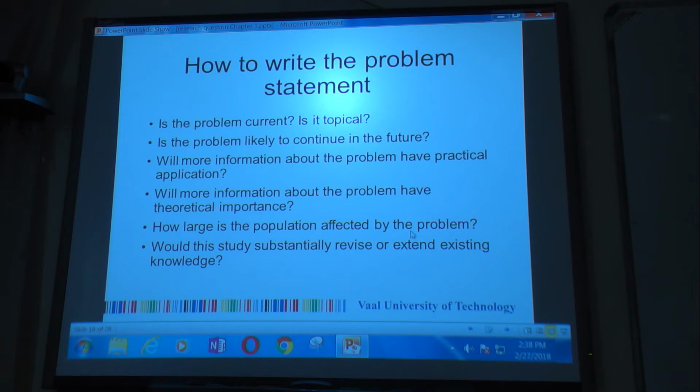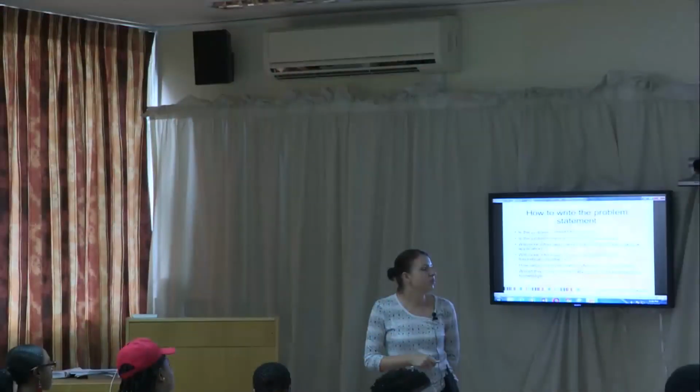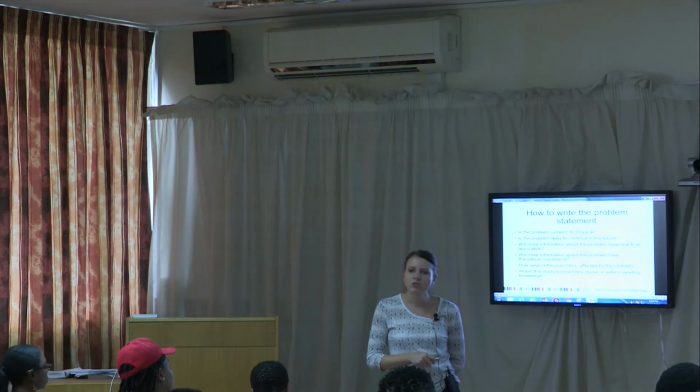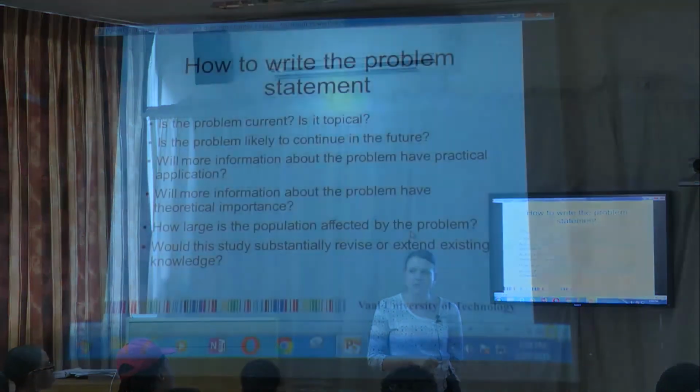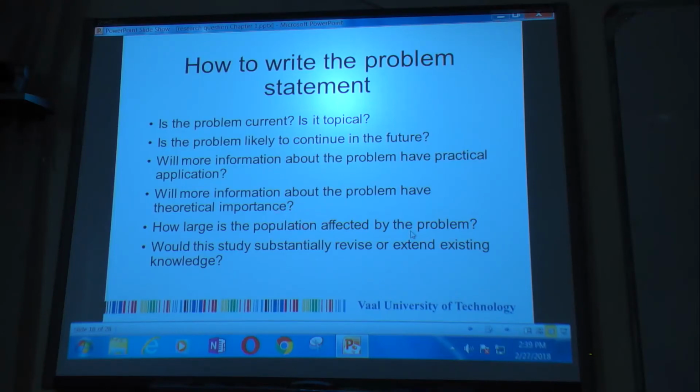Will more information about the problem have theoretical importance? As I've said, it should contribute to new knowledge. How large is the population? That is again the scope. The population is where you are going to draw your sample from. That is the respondents, the entire group of respondents you are going to target, but you're going to draw a sample from that population. Will this study substantially revise or extend existing knowledge? So again, it needs to make some kind of contribution to theory and to knowledge.